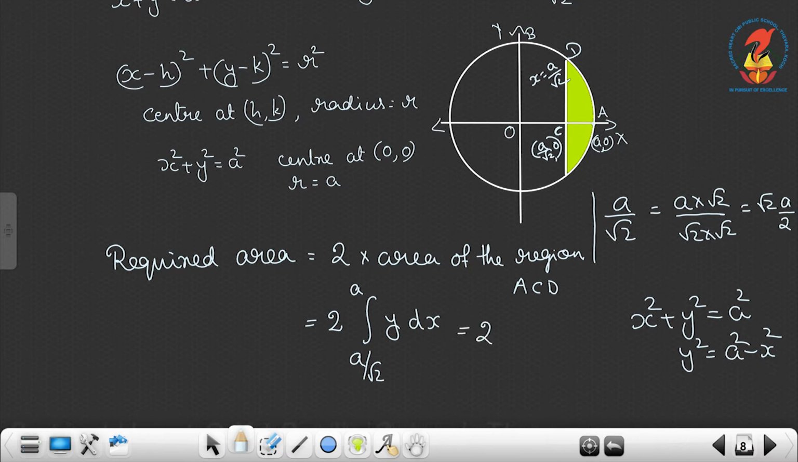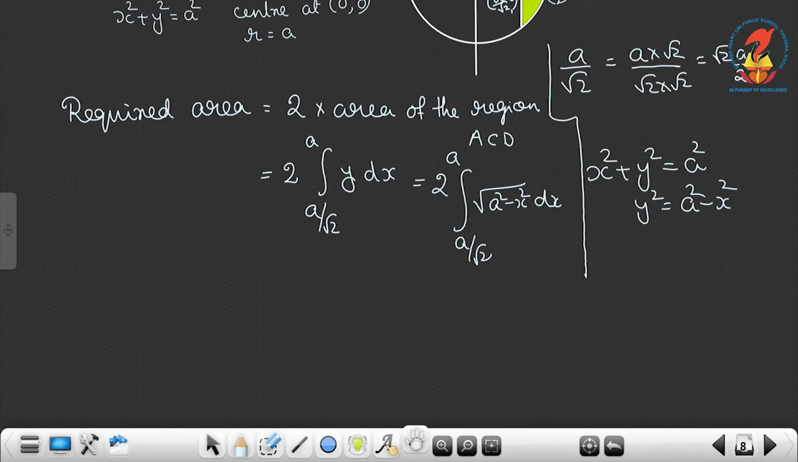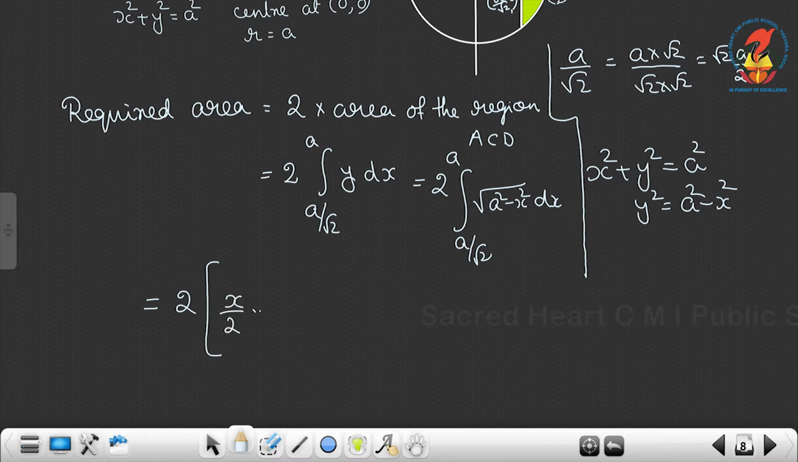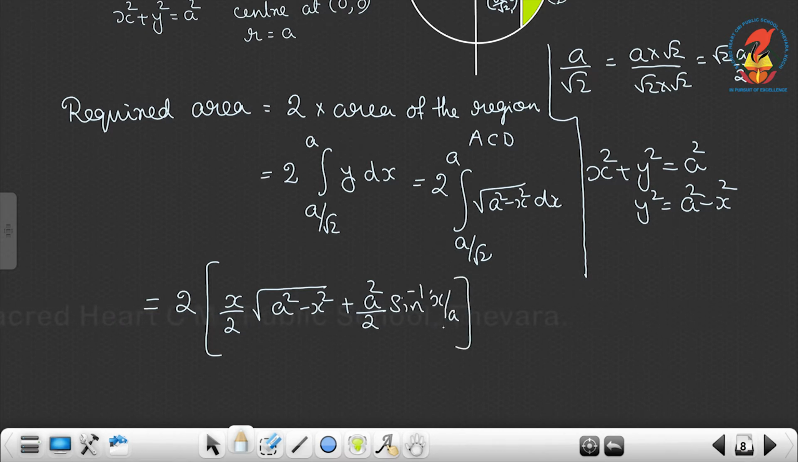So this is equal to 2 times the integral of root of a square minus x square dx, taking the positive root since we are in the first quadrant. Now integrate. This is a standard integral. So that is equal to 2 times, the integral of root of a square minus x square is x by 2 into that itself plus a square by 2 sin inverse x by a, between the limits a by root 2 to a.